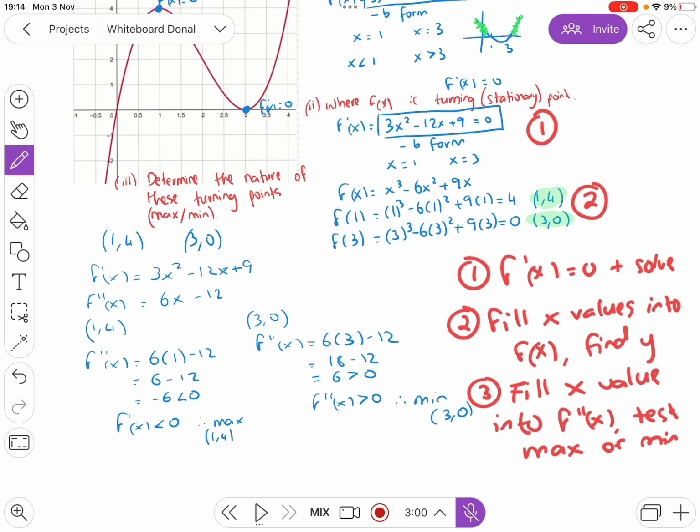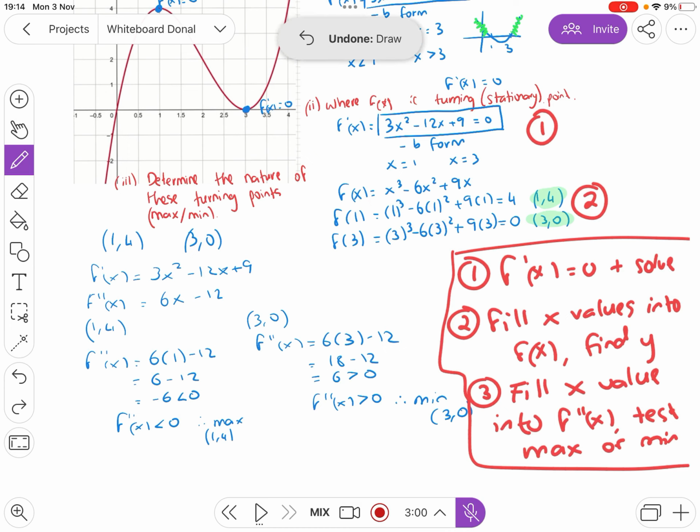And this is probably the most asked question in calculus. So make sure that you know those steps and that you have practiced those, because they're really, really important. You have to get your first differentiate equal to 0, get your x values. Fill the x values into the original to get your y coordinate. And then you have the 2 coordinates. You need to test which is max and which is min to determine their nature. Use your second differentiate to test if they're max or min. Max is going to be less than 0, min is going to be greater than 0.